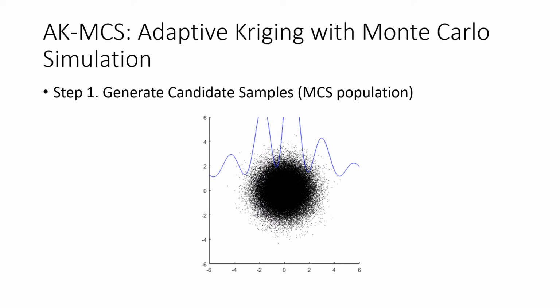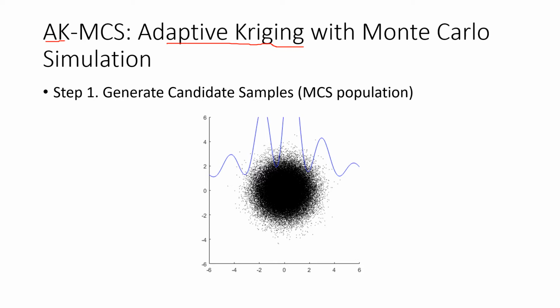Okay, so for the reliability analysis that uses Kriging, there are many. I think it started very early, but the AKMCS is the pioneer, the one that popularized the use of the Kriging in reliability analysis. So it will use the active learning. So this stands for active learning Kriging. Adaptive Kriging is also okay.